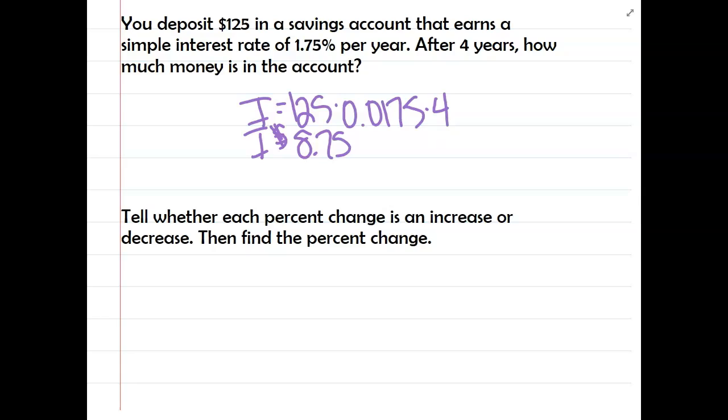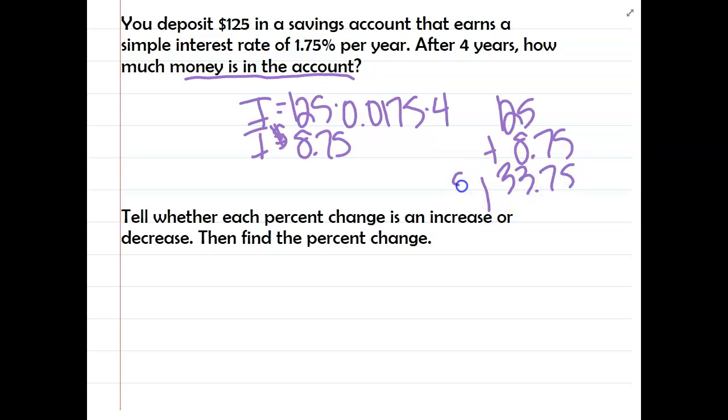Now, here's the thing. The question was asking how much money is in the account. It's not $8.75. It's $125 plus the interest that you made, which is $133.75.